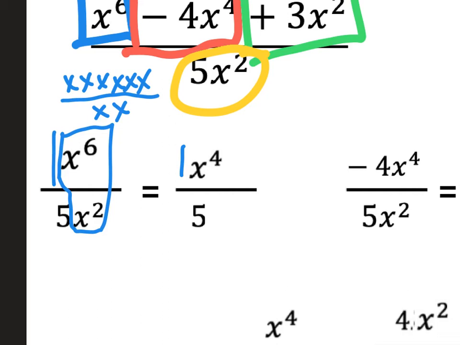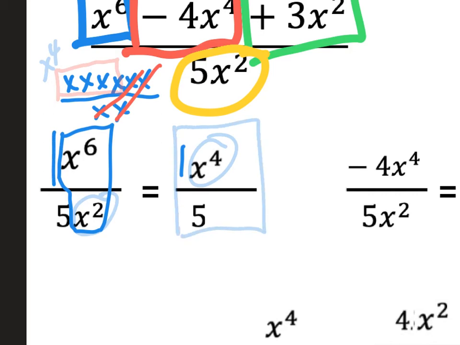Now I see that a couple of these x's can actually cancel out, right? So this x can cancel out, and this x can cancel out. And what I'm left with are these 4 x's, and I can rewrite this expression as x to the 4th, and so that's exactly what I do over here. Those 2 x's that were in the denominator actually canceled out when I had a larger power of x in the numerator. So what I'm left with is 1x to the fourth divided by 5. And so this is going to be the first term that I'm keeping.